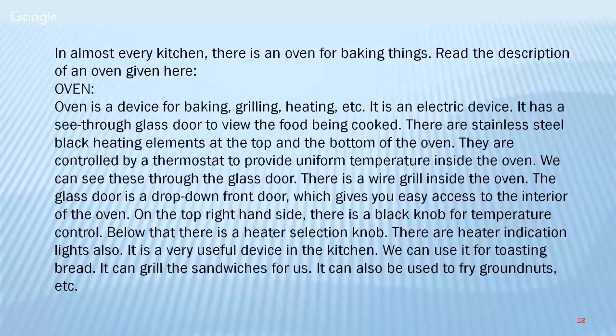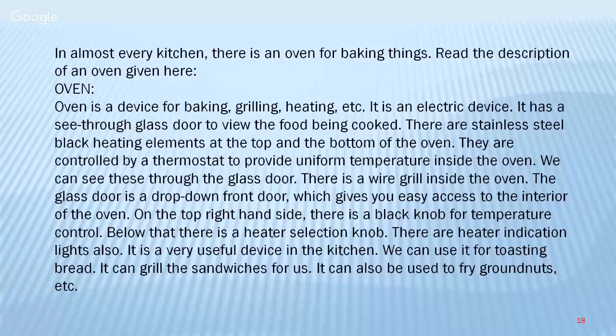It has a see-through glass door to view the food being cooked. There are stainless steel black heating elements at the top and the bottom of the oven. They are controlled by a thermostat to provide uniform temperature inside the oven. We can see these through the glass door. There is a wire grill inside the oven. The glass door is a drop-down front door, which gives you easy access to the interior of the oven.